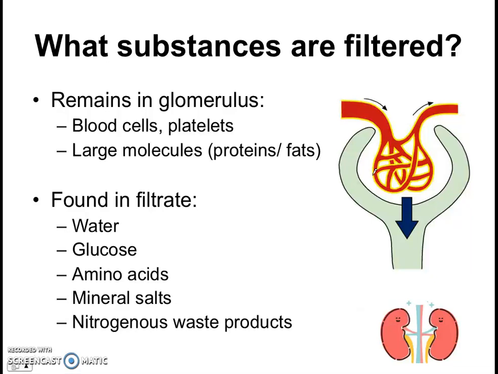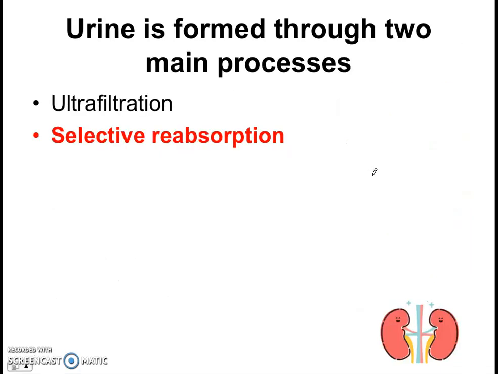And we have seen how the glomerulus is adapted for ultrafiltration, how the high pressure is created, and what forms the filter. Alright, so now that we've looked at ultrafiltration, we're going to move on to the second stage in urine formation, which is selective reabsorption.